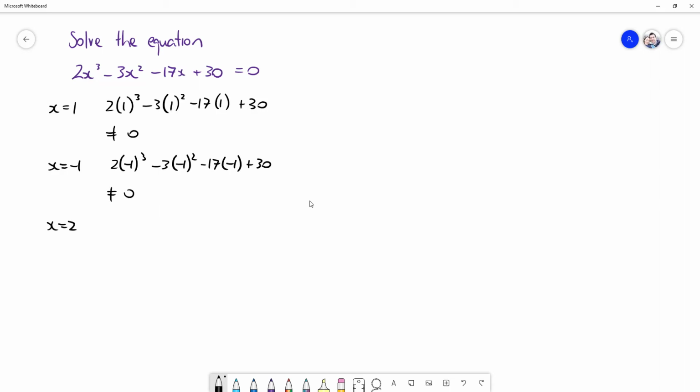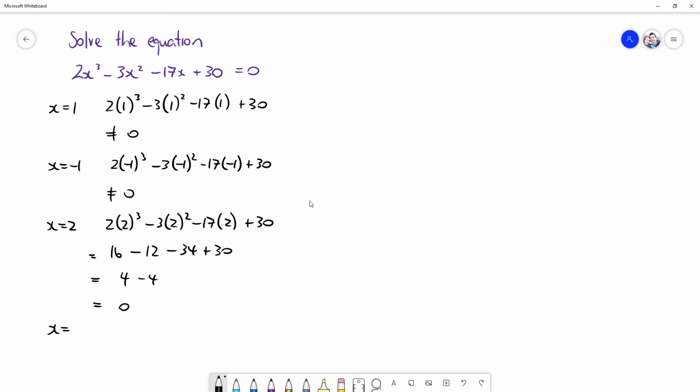We try x equals 2, so 2 by 2 cubed, minus 3 by 2 squared, minus 17 by 2, plus 30. When we multiply this out, we get 2 by 2 cubed, which is 2 by 8, which is 16, minus 3 by 2 squared is 3 by 4, which is 12, minus 17 by 2 is 34, plus 30, so we get 34 minus 34, which is 0. And so we can say that x equals 2 is a solution, or we can call it a root of the cubic equation.